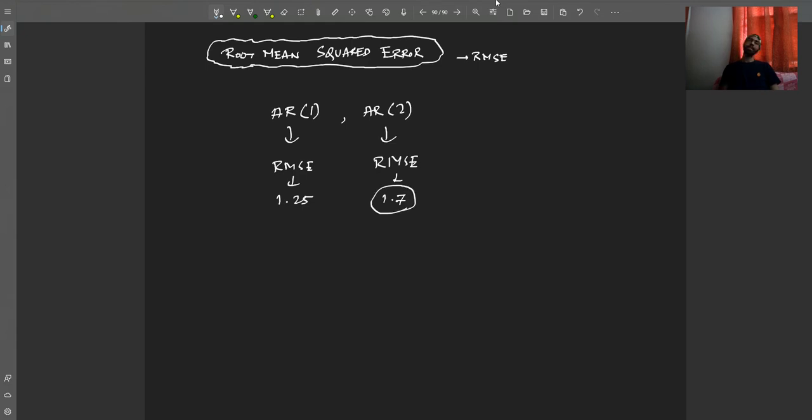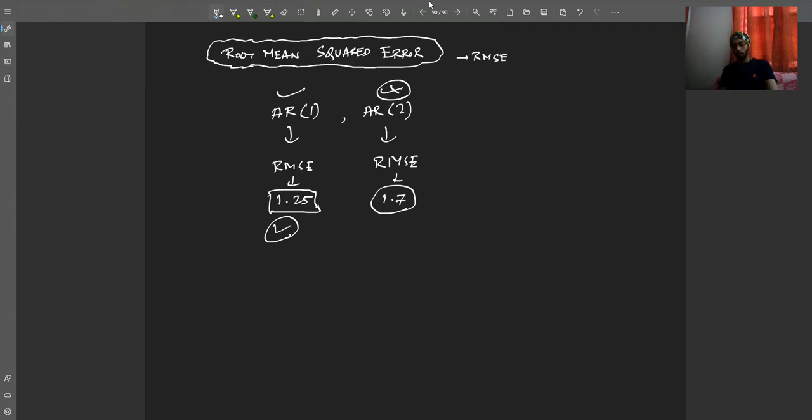So the root mean squared error is more in case of the AR2 model. So performance is better in case of the AR1 model. This is a lesser error, right? Error less means performance is more. So we select AR1 instead of AR2.